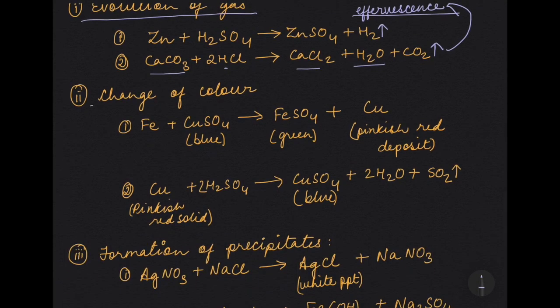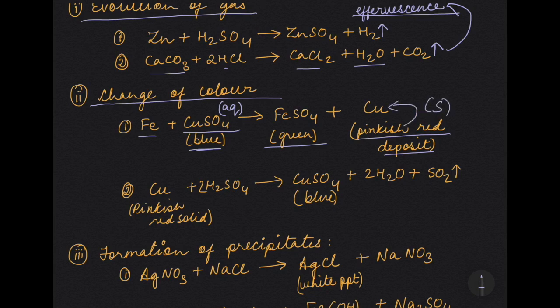Next is change of color. Certain chemical reactions show a change in color of the reactants. For example, if you take a few pieces of iron and put it in a blue colored copper sulfate solution, okay, solution is always written as aq. aq means aqueous, in water. Okay, you will see the formation of a green colored ferrous sulfate, and a pinkish red deposit of copper is formed. Copper again is a solid.